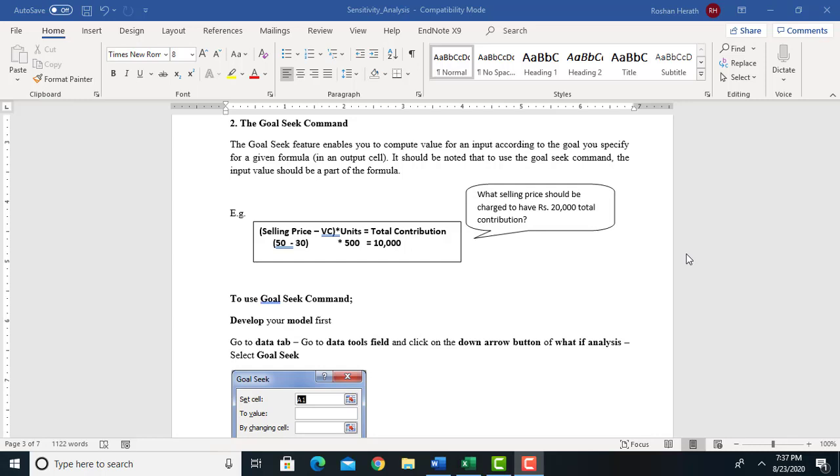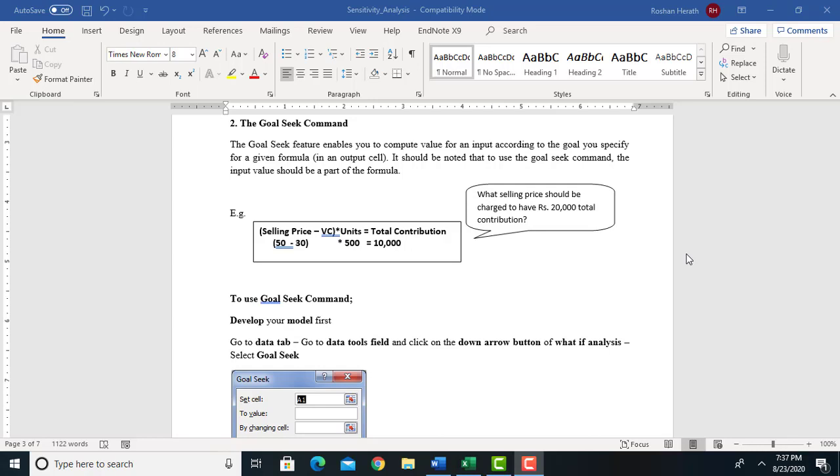Now let's look at the goal seek command. In the previous video, we discussed the data tables. Now we are going to look at the second important tool available in order to perform sensitivity analysis, and we call it the goal seek command. Let's see what functionality this goal seek command would offer you.